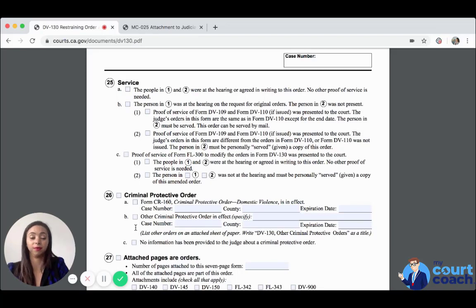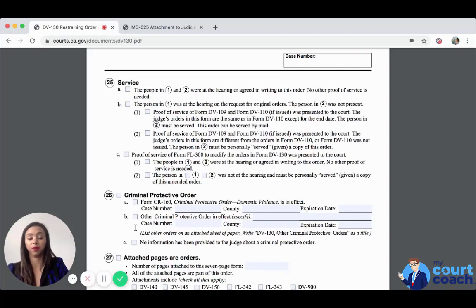I mean, a copy of the restraining order after hearing must go to the other party at some point, but you don't need to provide a proof of service because the court has their proof by seeing that the other party is actually there. Now, the person in 1 was at the hearing, so the protected party was at the hearing on the request of the original orders, and then the other person was not present. So proof of service and the DV-110 was presented to the court.